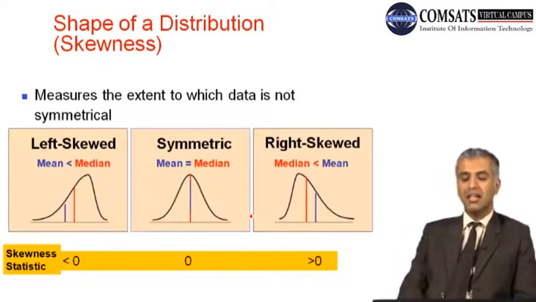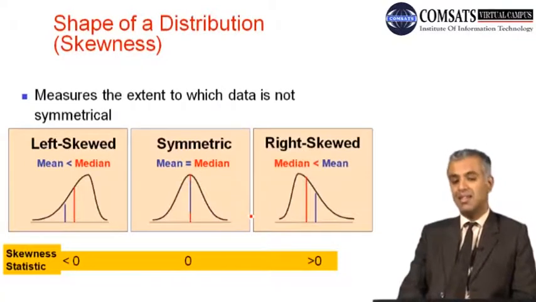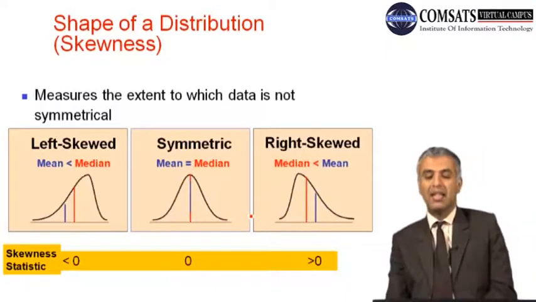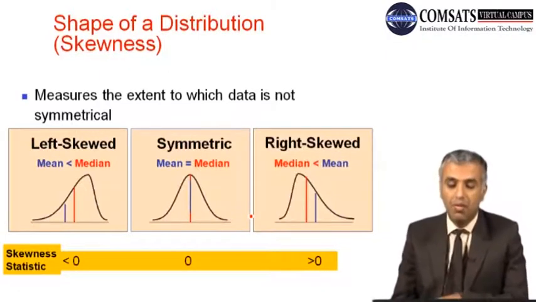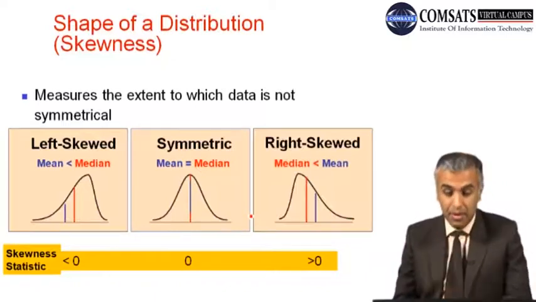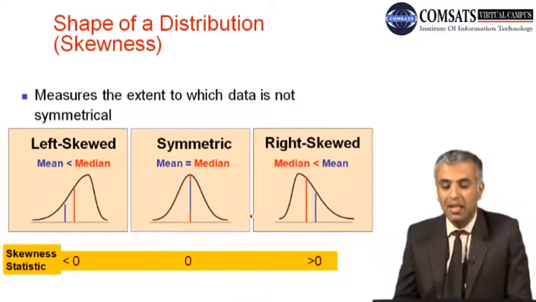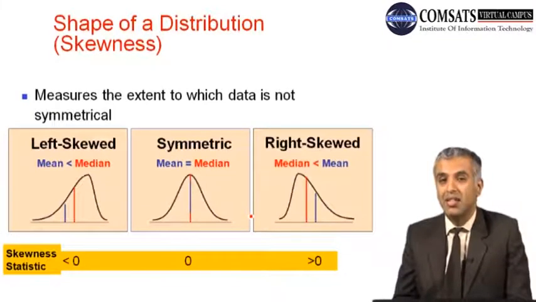Then on the right side we are seeing right skewness, and in that case the mean is greater than the median, and the curve which is formed is termed right skewed. Again, the skewness statistic reported is less than 0 in the case of left skewed, and in case the value reported is greater than 0, then such data is right skewed.